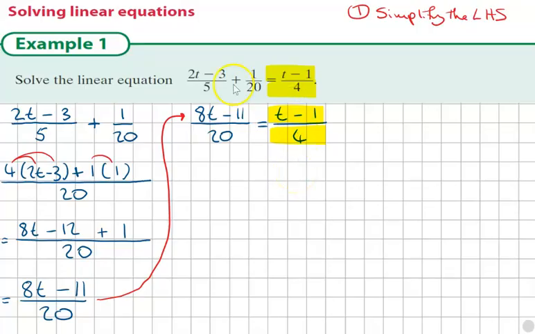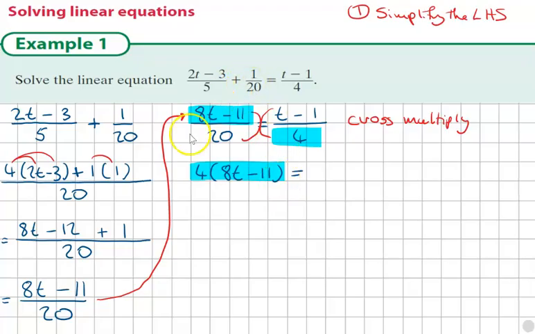So ultimately what we're trying to do is solve, which means find t, get t on its own. When we have two algebraic fractions and an equal sign in between, and we want to solve, we can cross multiply. So we're going to do the top left by the bottom right and the top right by the bottom left. So we're going to do 8t minus 11 multiplied by 4, and then 20 multiplied by t minus 1.